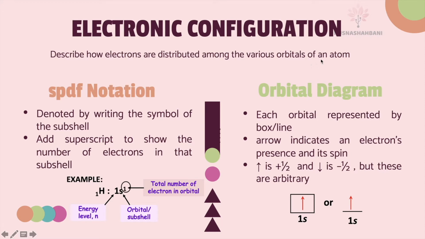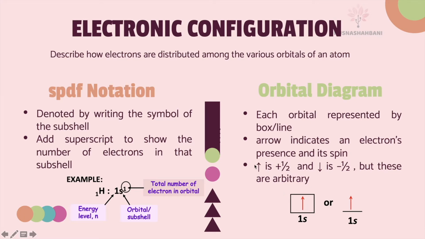And electronic configuration can also be illustrated by orbital diagram. Each orbital is represented by a box or line. This is how you draw the box and state the subshell or the orbital, or you can draw one line and state the subshell. The arrow indicates an electron present and its spin. So if you have one arrow, it means in this orbital you have one electron. If you have two arrows, it means two electrons.